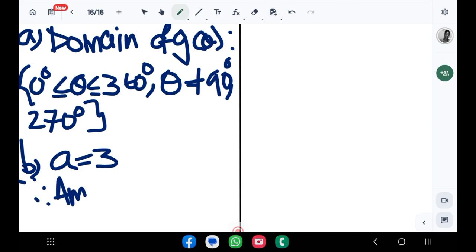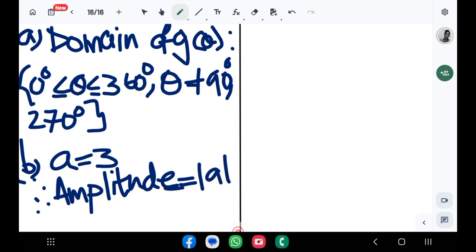Amplitude equals the absolute value of a, which equals the absolute value of 3, which equals 3. Number C.